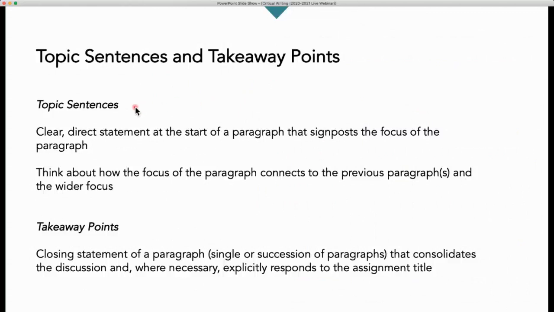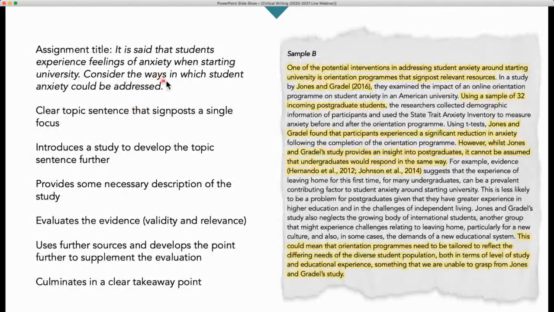So the topic sentence is the first sentence of a paragraph, and its job is to tell the reader what the paragraph is about, effectively. And it's important that you don't do any more than that in terms of looking ahead. It's just signposting what the focus of the paragraph is, and that's enough. You don't need to, if we go back to this example here, tell me what you're going to say at the end. You just need to tell me what it is we're going to focus on in this particular paragraph.